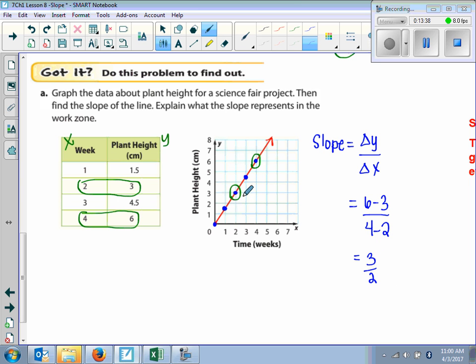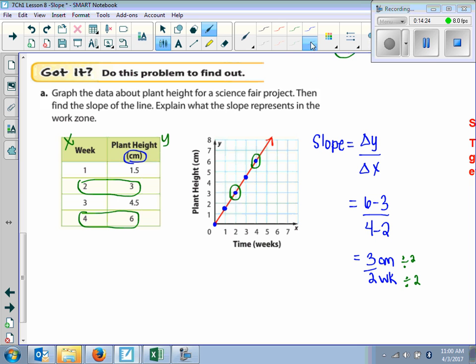Very good. So the 3 represents the y value, which is the height in centimeters, and the 2 represents the weeks, right? So that means this plant will grow 3 centimeters every 2 weeks, right? Now, what I want you to do is write this as a unit rate, right? If I write this as a unit rate, then that means we have to divide by 2 up here, and we have to divide by 2 down there.